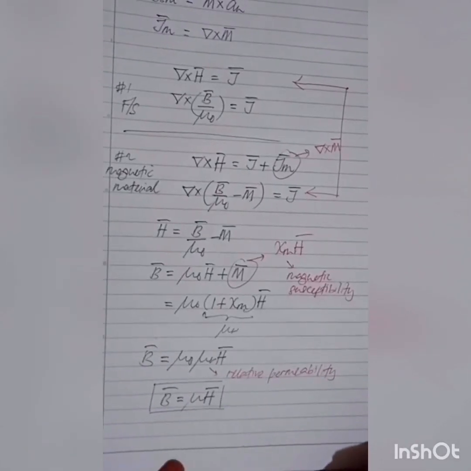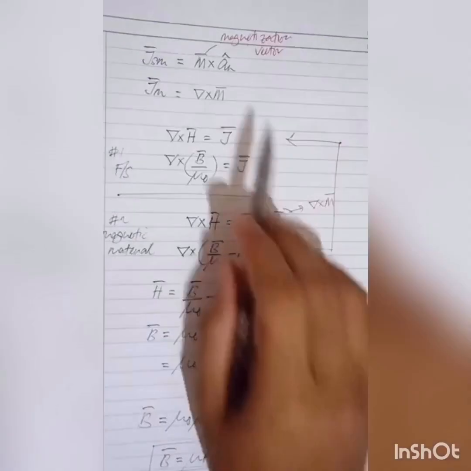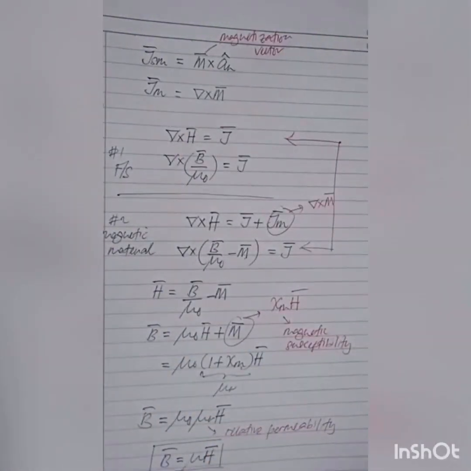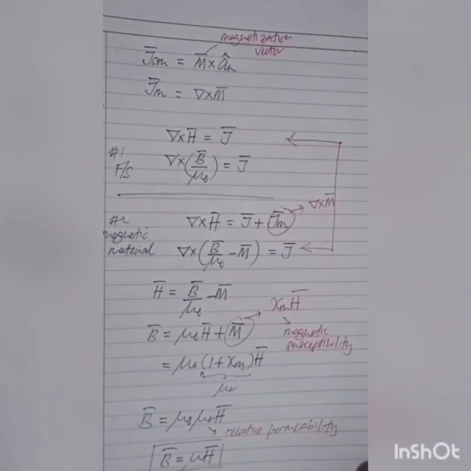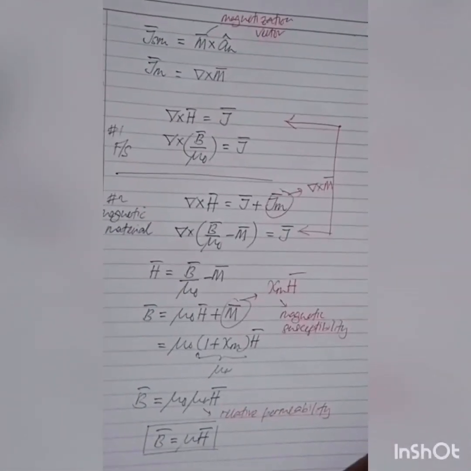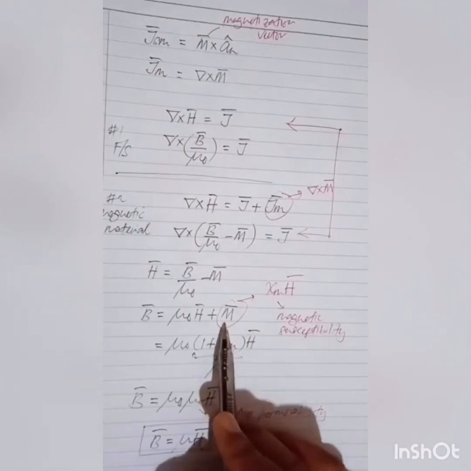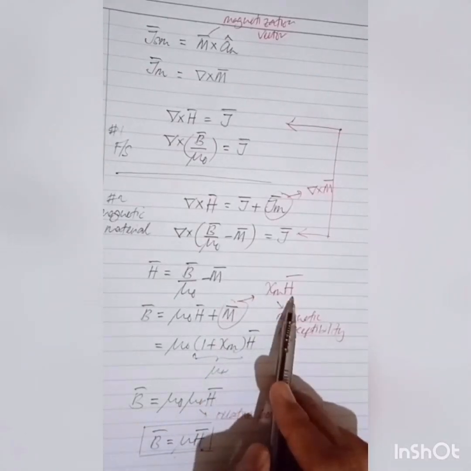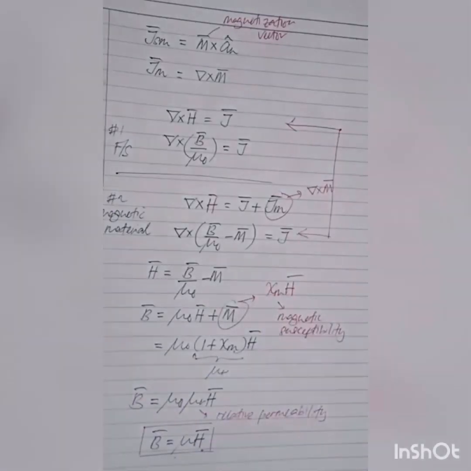Okay guys, so now we know already the JSM is equal to M cross AN. We also know that the JM is the curl of M, and now we have these expressions of B and H, which equal mu naught mu r, and we also know that the M here is equal to psi m H, whereby the psi m refers to the magnetic susceptibility.